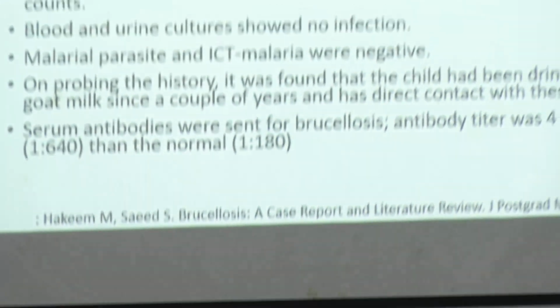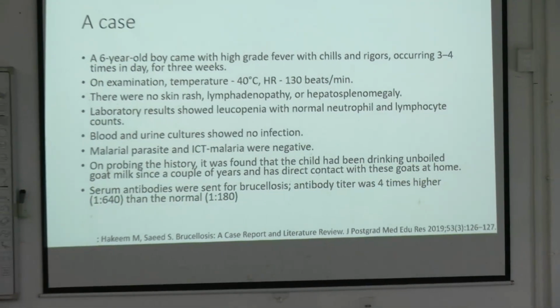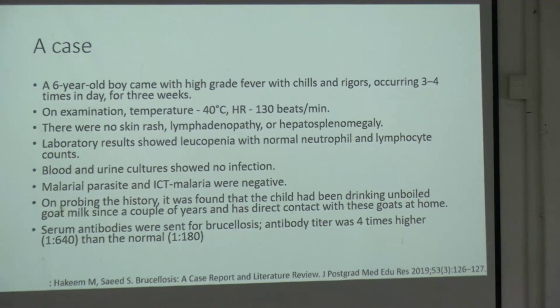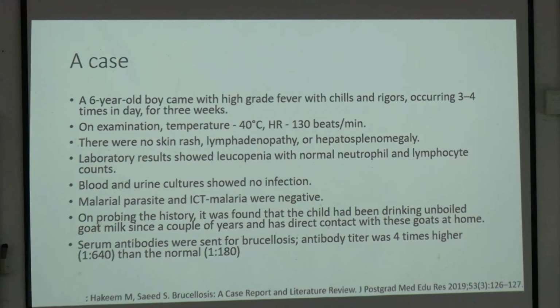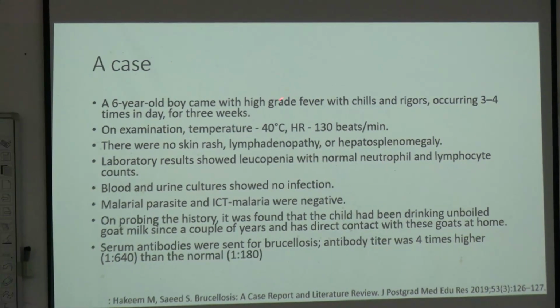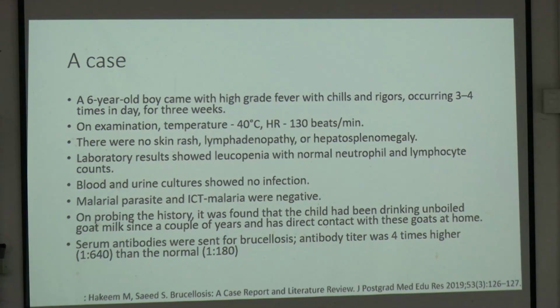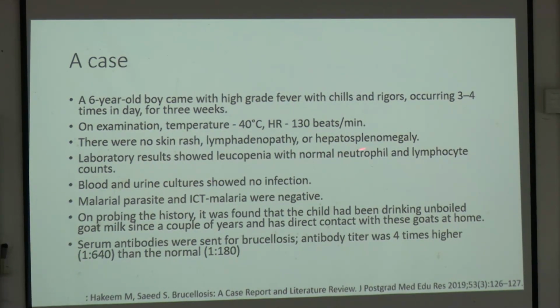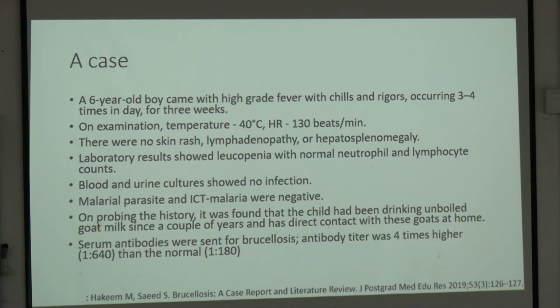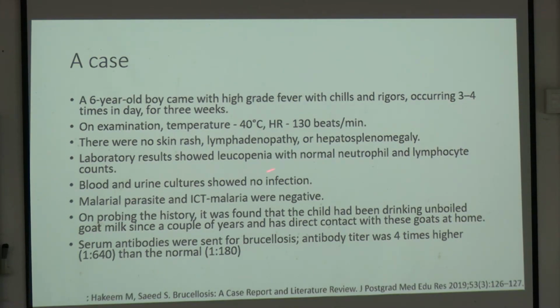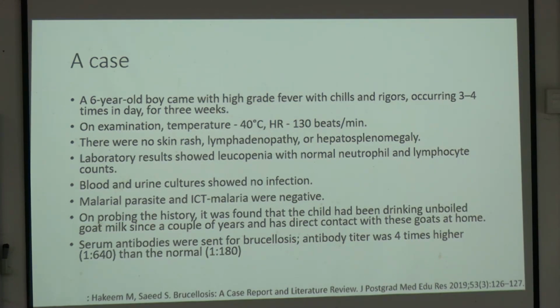Now, let us look at another case. A 6-year-old boy came with high-grade fever with chills and rigor for about 3 to 4 times a day. On examination, the patient had a high temperature and a raised heart rate. There was no skin rash, lymphadenopathy or hepatosplenomegaly. The lab results showed leukopenia, only leukopenia. Other parameters were normal. Blood and urine culture showed no signs of infections. The malarial parasite and the immunochromatography test for malaria were also negative.